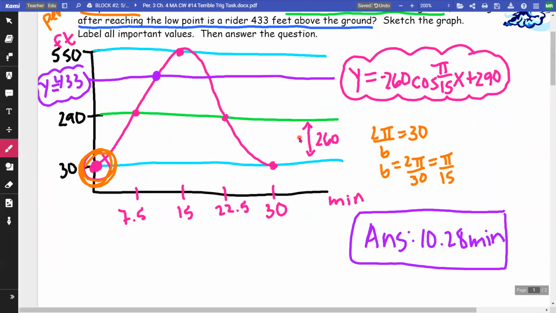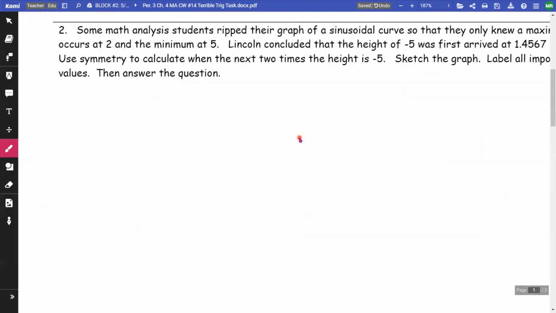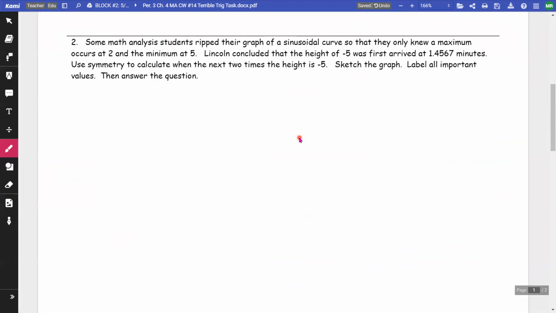Okay, next problem. Next problem is a little bit more complicated. So on this one, some math analysis students ripped their graph of a sinusoidal curve so that they only knew a maximum occurs at 2 and a minimum at 5. Lincoln concluded that the height of -5 was first arrived at 1.4567 minutes. Use symmetry to calculate when the next 2 times the height is -5. Sketch the graph, label all important values, then answer the question. Okay.